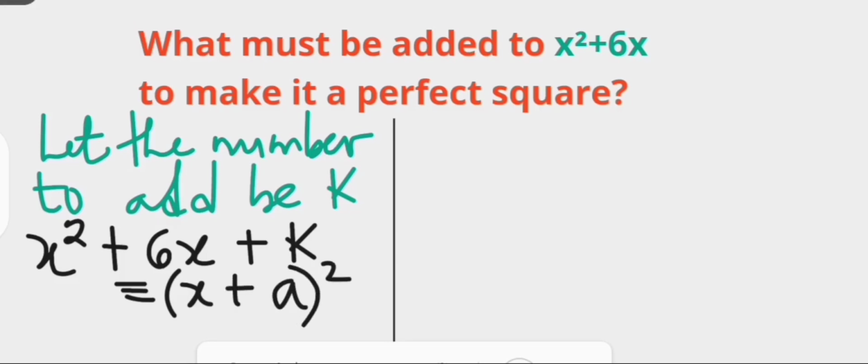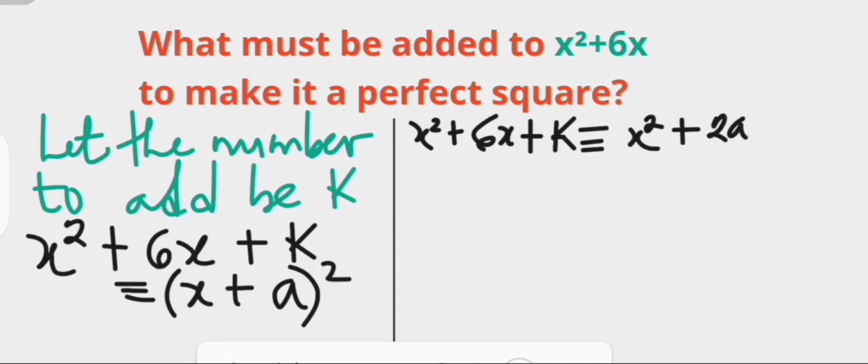We adopted plus in the middle because the sign before the 6x is a plus. Then we will try to expand the right hand side. So we have x² plus 6x plus k to be equivalent to x² plus 2ax plus a squared when we expand the right hand side.